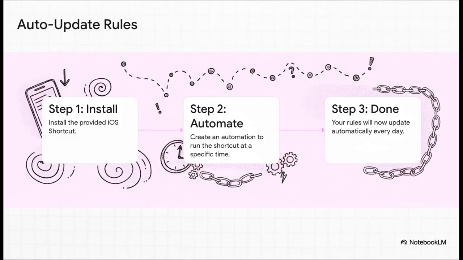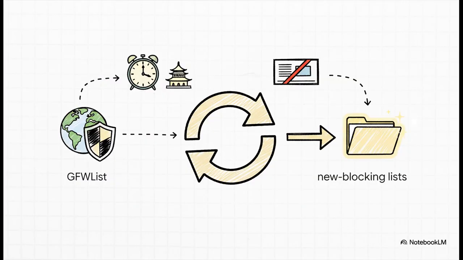The creators were smart too. They totally get that the internet is changing all the time. A rule that works perfectly today might be totally useless tomorrow. So what did they do? They built this super simple automation using an iOS shortcut. All you do is install it, pick a time for it to run, and boom, it handles all the updates for you automatically.